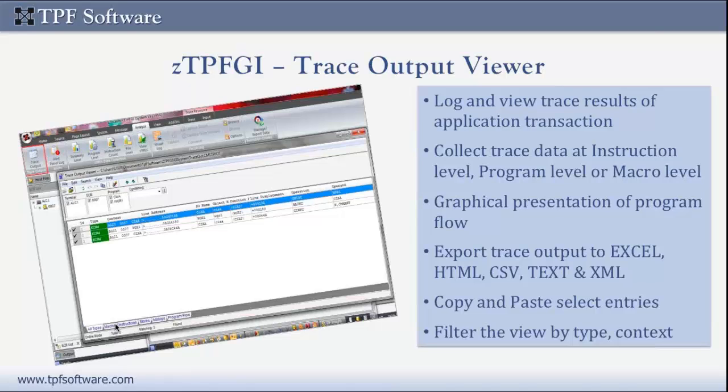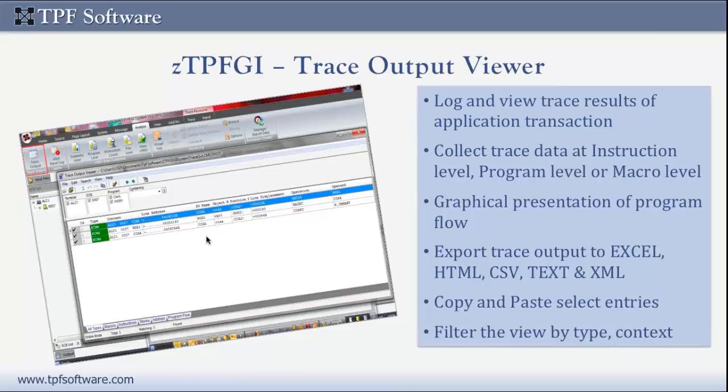And there are several tabs in this trace output viewer. If you look at this slide, there is a tab called program flow. It is a graphical representation of the program flow of that particular transaction. Programmers can save a lot of time using this tool to understand a transaction or the flow of the transaction, and it's all graphically represented.